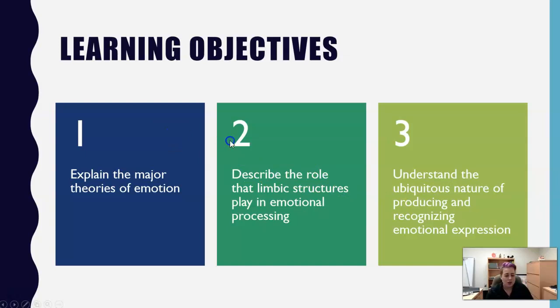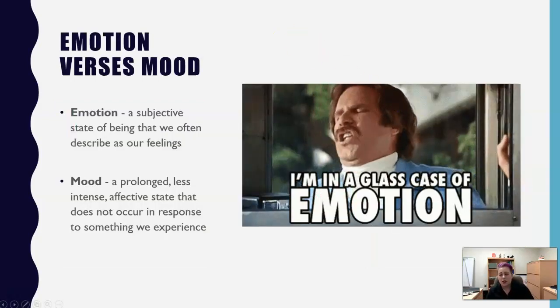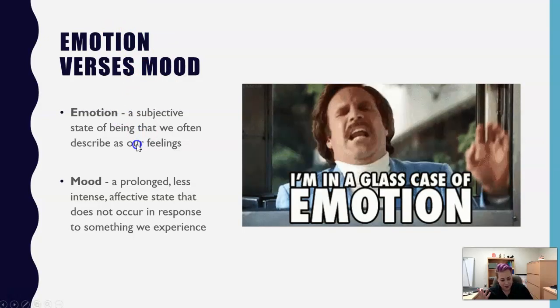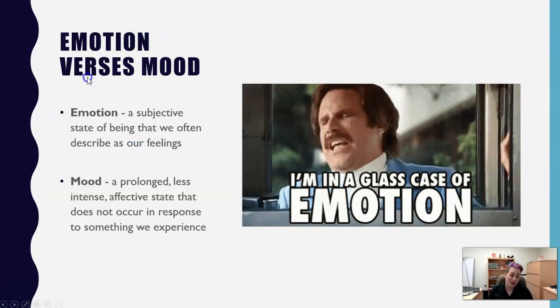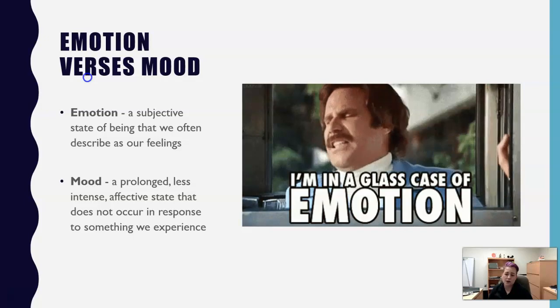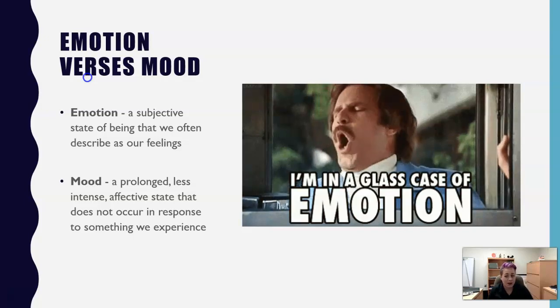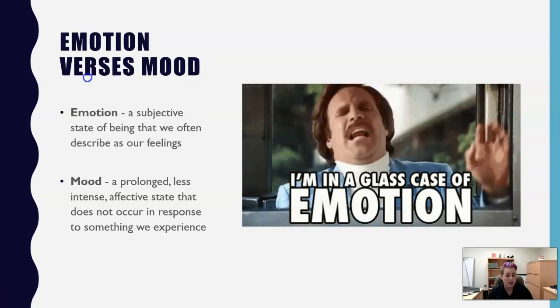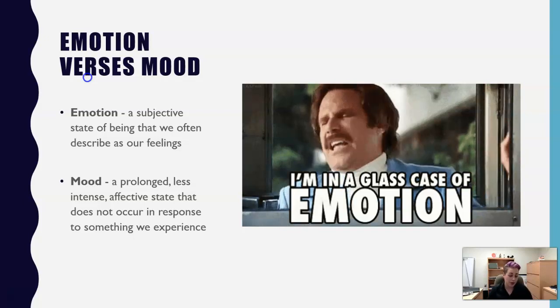But we're going to explain the major theories of emotion, describe the role the limbic structures play in emotional processing, and understand the ubiquitous nature of producing, recognizing, and creating that emotional expression. So, emotion versus mood. I started talking about this before we went in, but I want to give you strict definitions here that we're going to use for the purpose of this PowerPoint. Emotions are a subjective state of being that we often describe as our feelings, whereas a mood is a prolonged, less intense affective state that does not occur in response to something we experience. I would make sure you're able to differentiate those two.